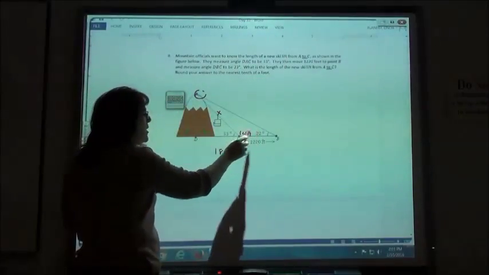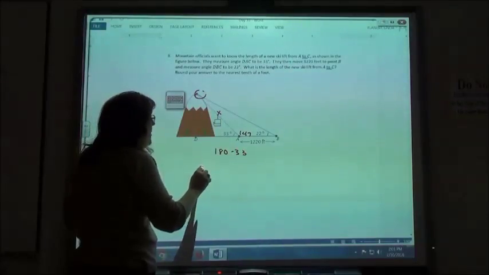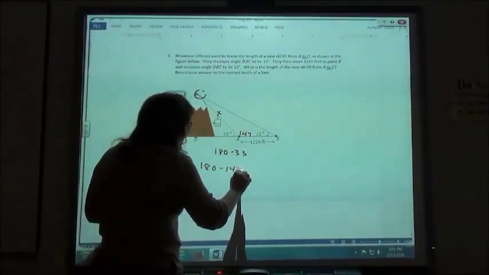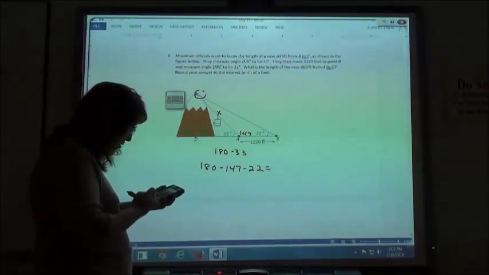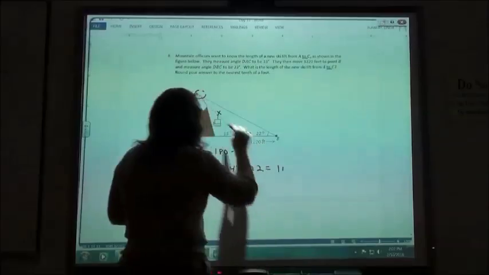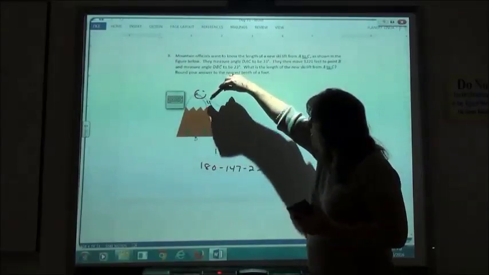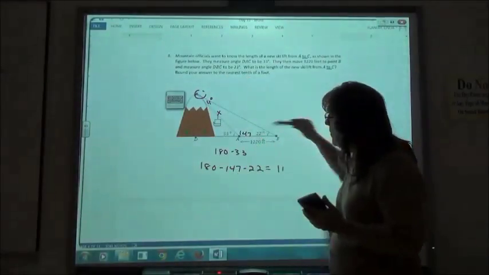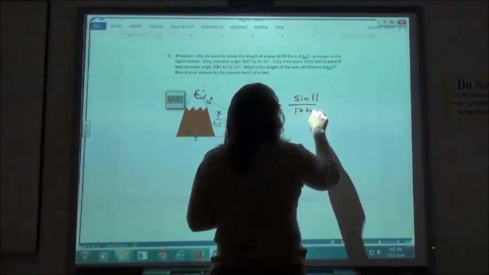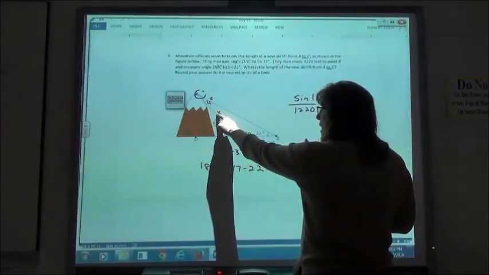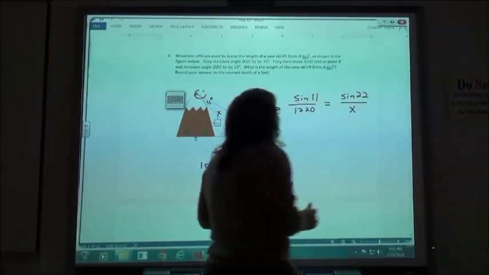So I know this one's 22, this is 147. To find this one up here, again, I'm going to subtract from 180. So 180 minus 147 minus 22 gives me 11. So this angle up here is going to be 11 degrees. So now I can use my law of sines because I have the angle and the opposite side. So the sine of 11 over 1,220 is going to equal, I want this side, so the opposite angle is 22, the sine of 22 over x.